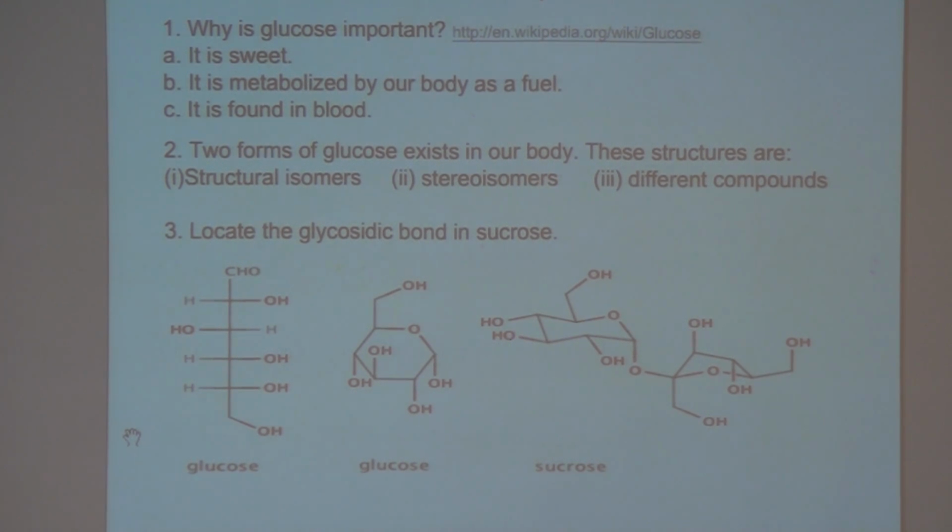The 3 of them? Oh, the 2 forms of glucose? Is it? Number 2. Yes. No, you guys are already talking. Oh, okay. I know you're writing furiously, so that's what happened.